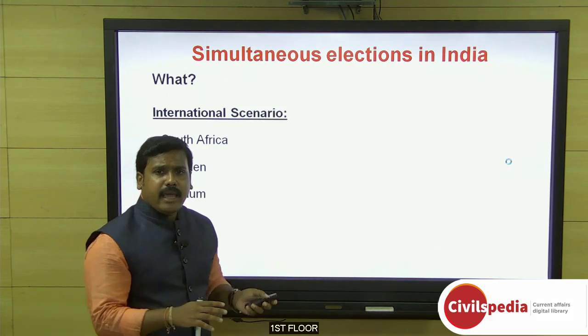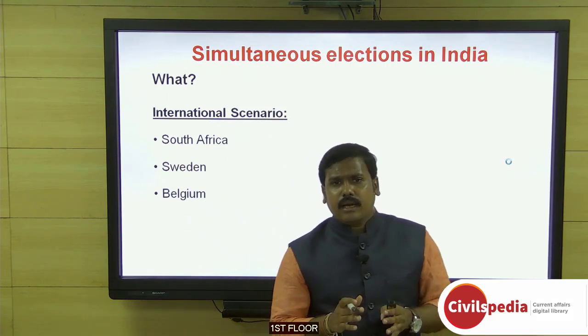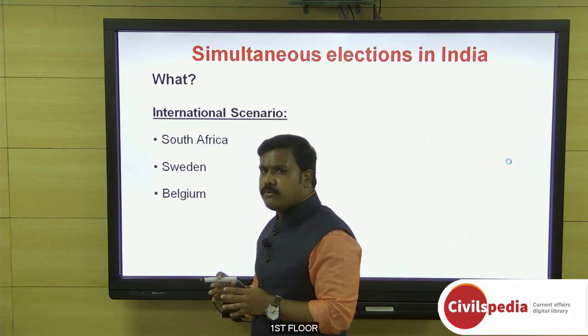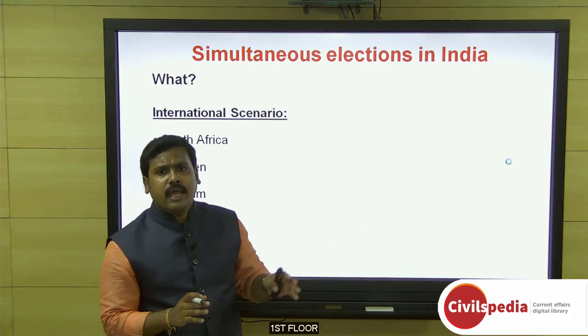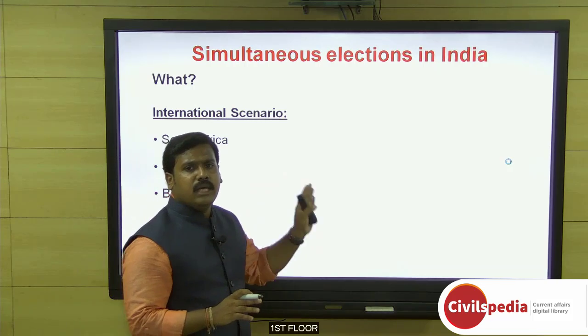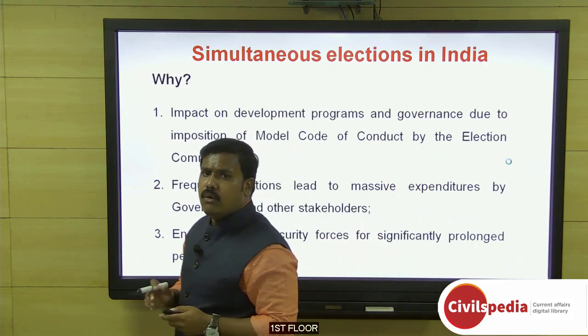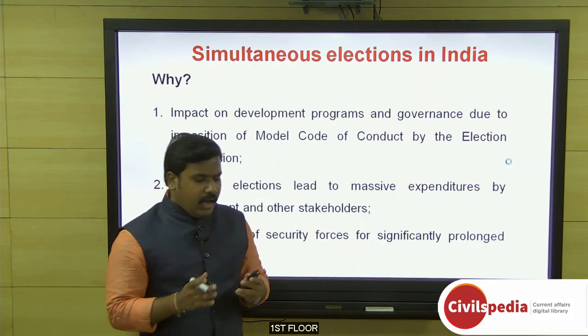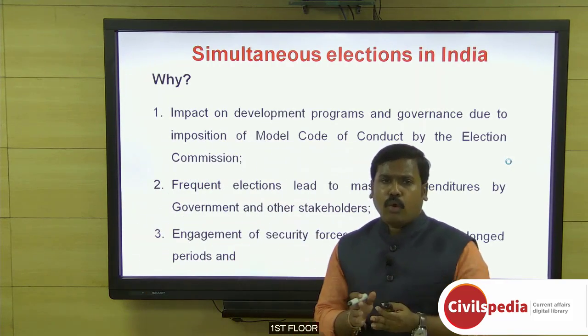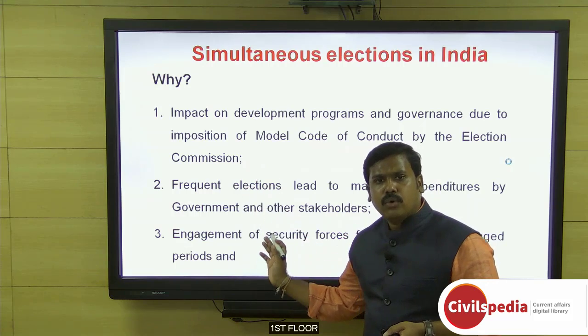Now, simultaneous elections are not a concept which happens only in India, but also internationally. Countries like South Africa, Sweden, and Belgium, even today they have it. We can take a cue from that also. Now, why? What is the need now? Are we not happy with this? What is the problem? First of all, these are the problems you have to go through.